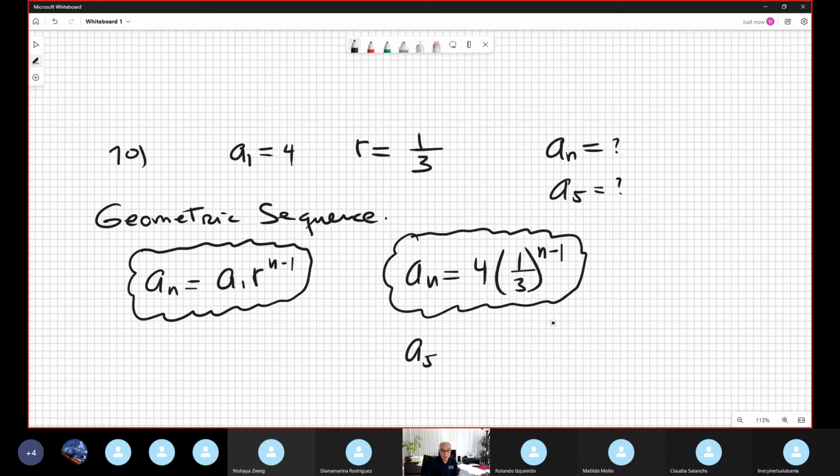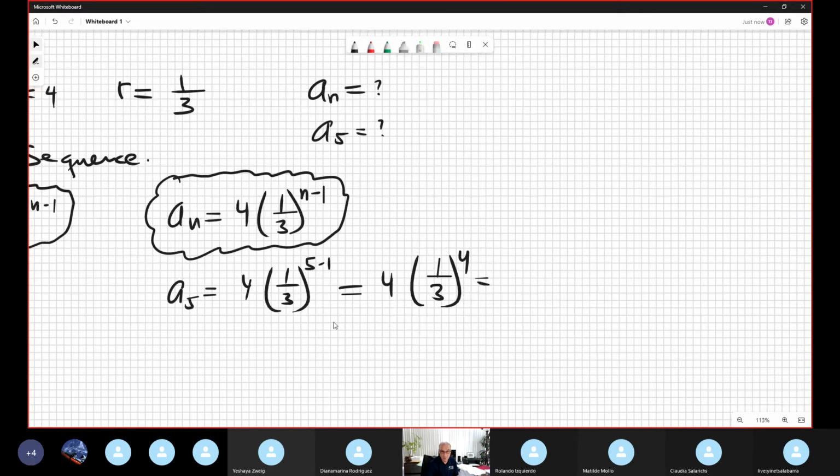One specific, position 5, is 4 times 1/3 raised to the 5 minus 1, so 4 times 1/3 to the 4th power. Okay, let's do it. So now this is 4. Obviously, this is 1 to the 4th power. You know, 1 is the number; when you raise it to any power, it's 1. And 3 to the 4th power is 81. So it's 4 over 81. Boom. Final answer.